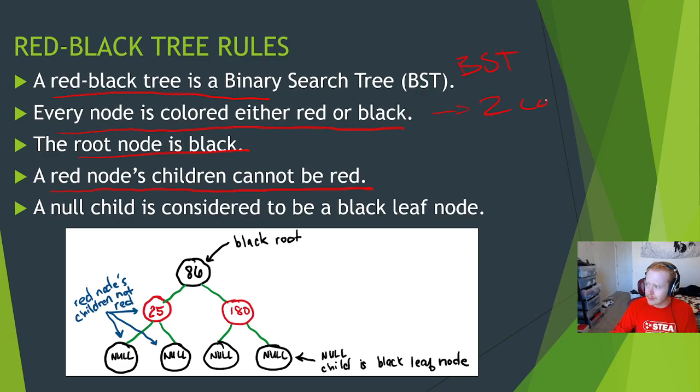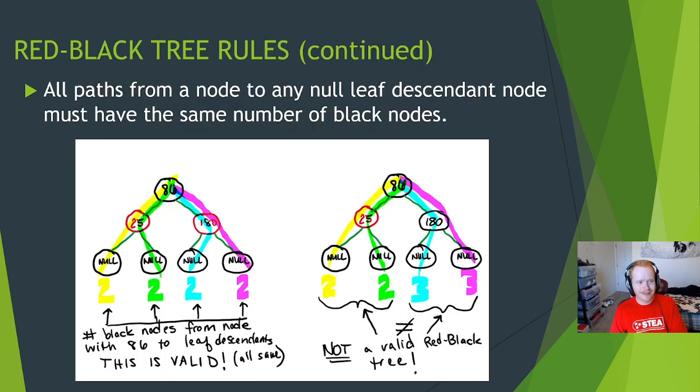we use two colors. We start on black. Red cannot have red child. And a null child is considered to be a black leaf node. So clear as mud, right? It's only going to get clearer.